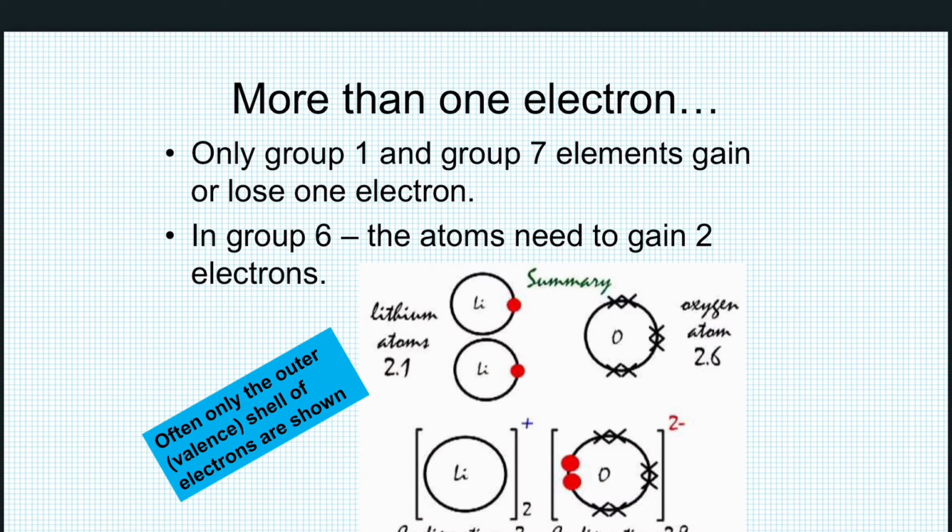We've got the opposite situation here, where we've got lithium, which each needs to lose 1 electron, and we've got oxygen, which has a gap that is 2 electrons. It needs 2 electrons to make a full outer shell. So what we have here is we need 2 lithium atoms, each losing 1 electron to oxygen.